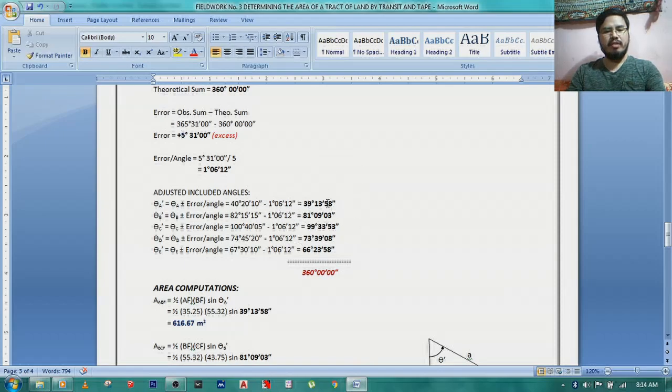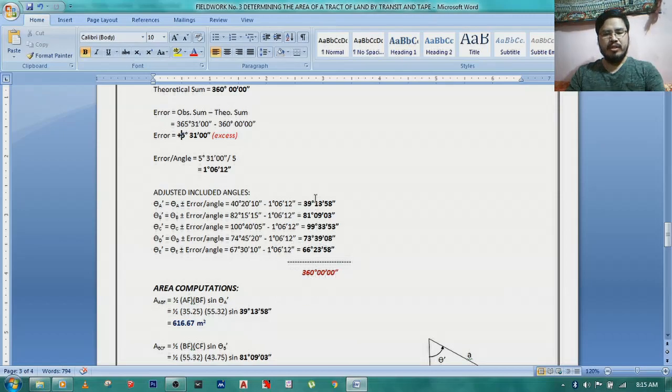These are the values of the adjusted included angles for each angle. Before we can go any further, make sure to check that when you sum these values up, they equal 360 degrees. If they do not add up to 360 degrees, then there's something wrong with your computation. It should be equal to 360 degrees, no more and no less.